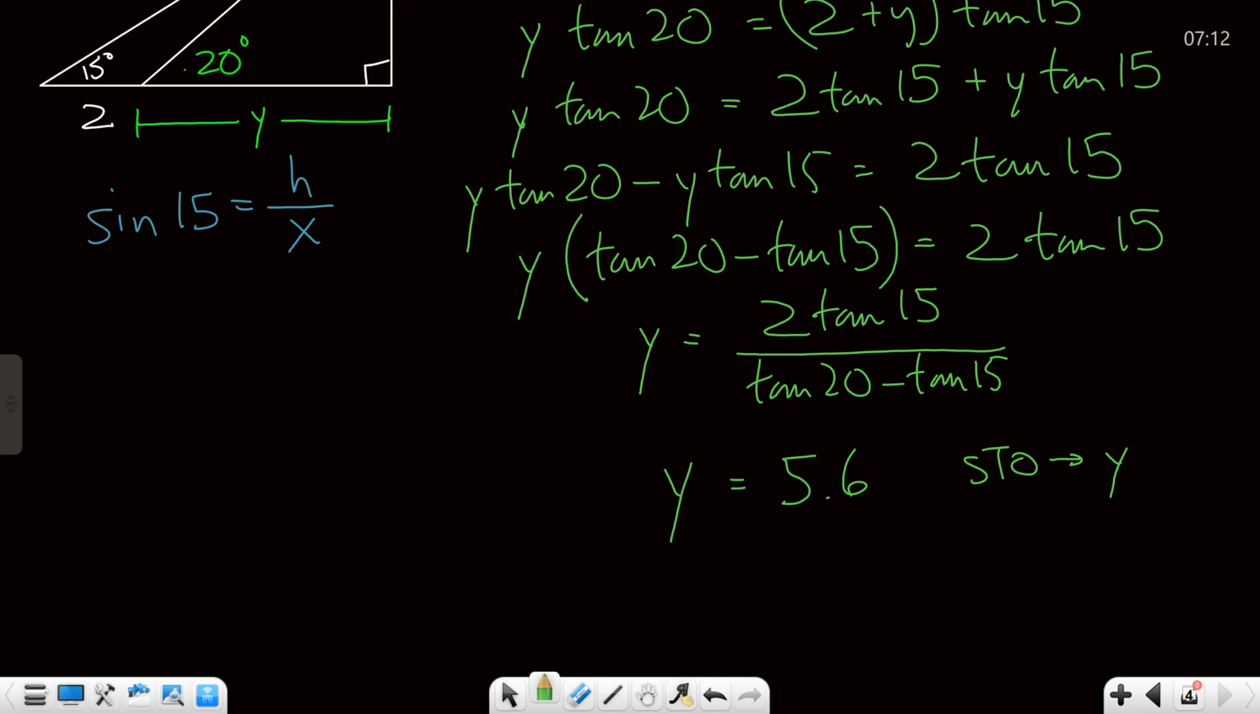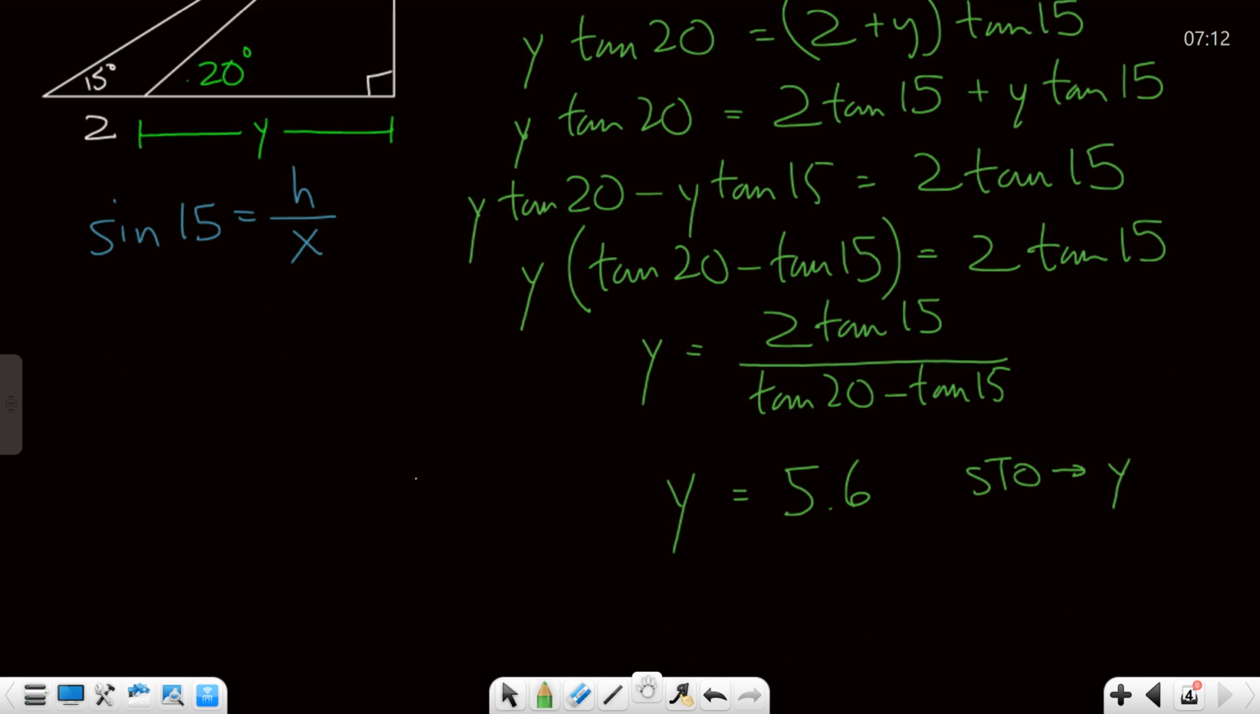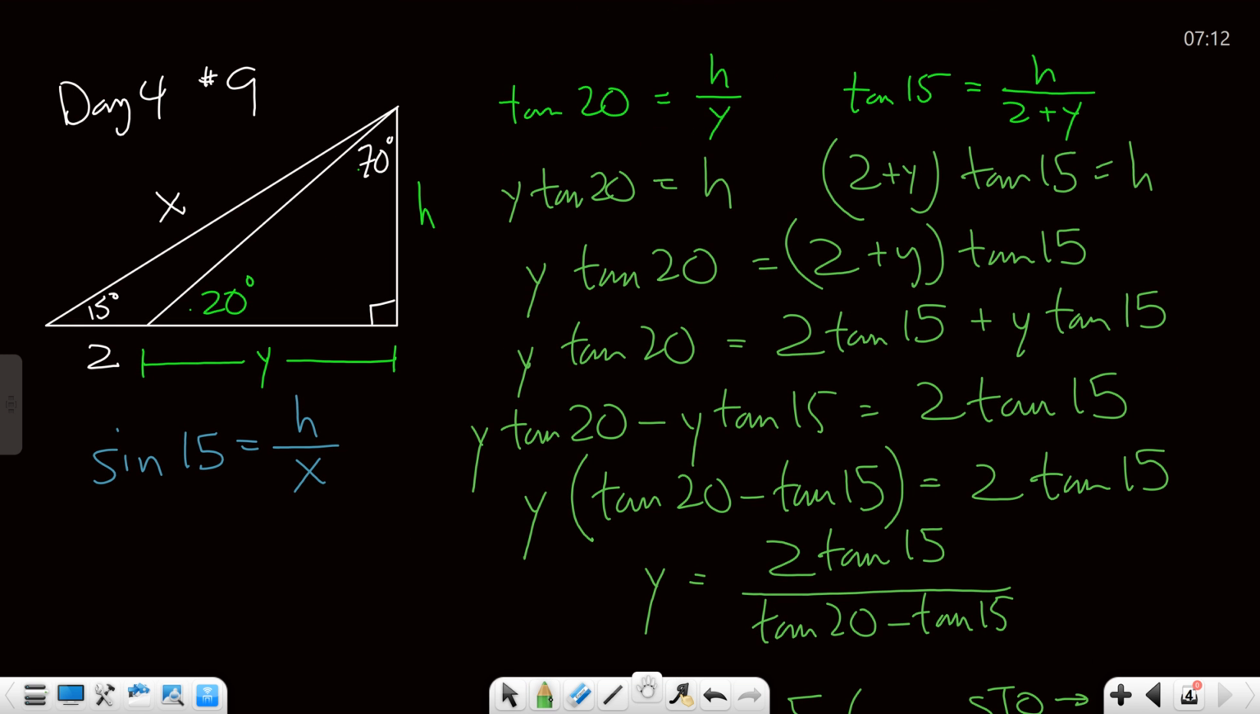That doesn't help me because I need h from our original discussion. So if I come back over here, I notice in this equation, I can figure out h by taking that y value and multiplying it by the tangent of 20. So I'm going to do alpha y times the tangent of 20, and I get h being 2.03, and so on. Again, I'm going to store that into h, because it is h.